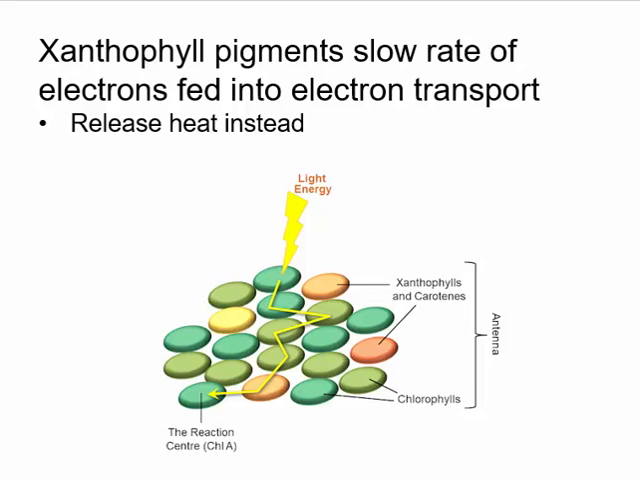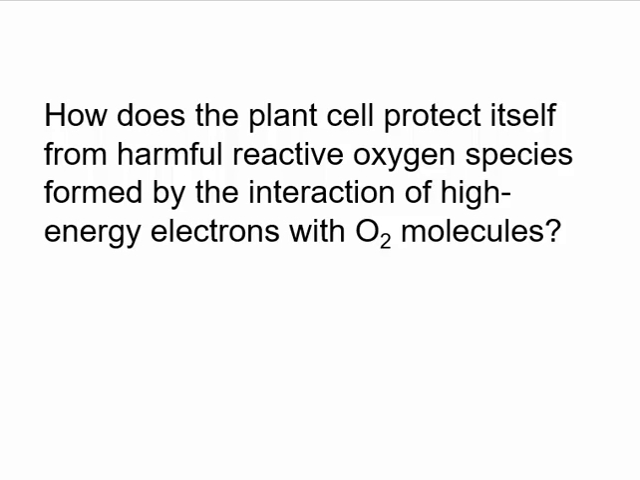So some of these other pigments, like xanthophylls, for example, help slow that rate of electron flow. And so that energy is dissipated or released as heat. And so this can help slow that process in those cases. And so here's a question for you. Things like those xanthophylls and some other pigments can slow that electron flow. But how else does the plant protect itself from these reactive oxygen species when these electrons are passed to oxygen?